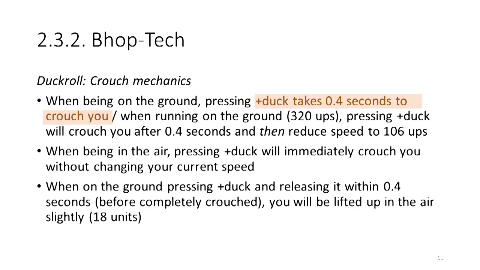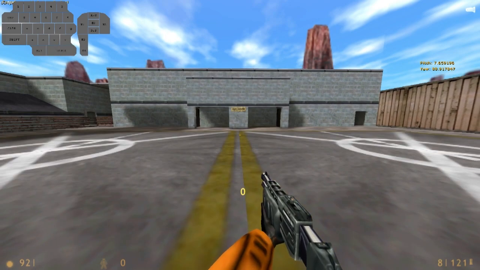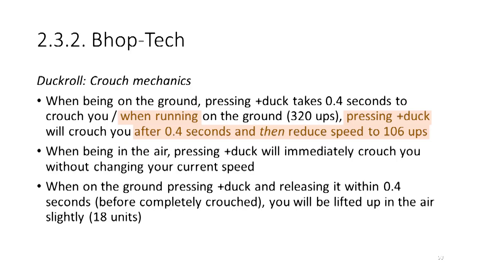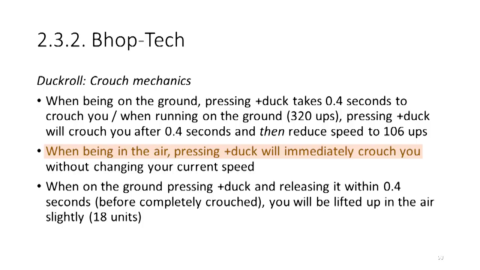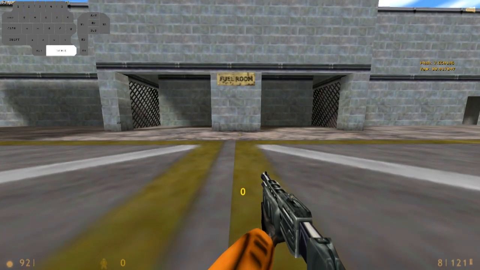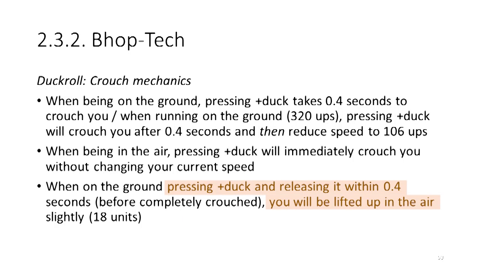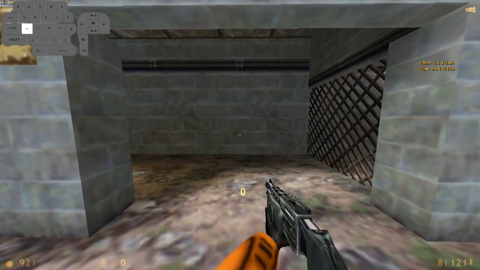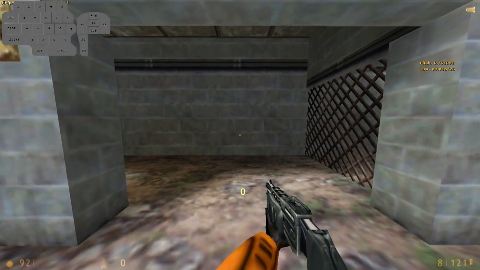When standing on the ground, applying a plus duck key press takes the player 0.4 seconds to fully crouch. This also goes for running, where the speed decrease to 1/3 of running UPS will go into effect after 0.4 seconds. When being in the air, however, fully crouching will instantly go into effect. When you are standing on the ground, pressing a plus duck key and releasing it within those 0.4 seconds, you will slightly be lifted up comparable to a small jump.